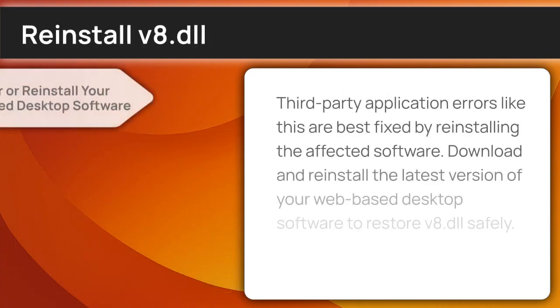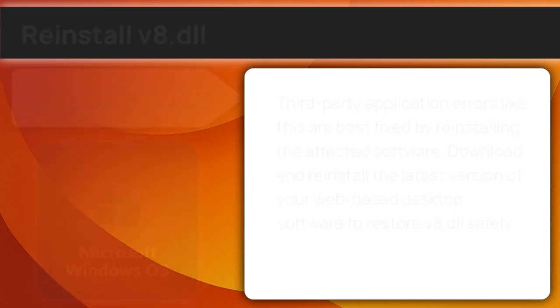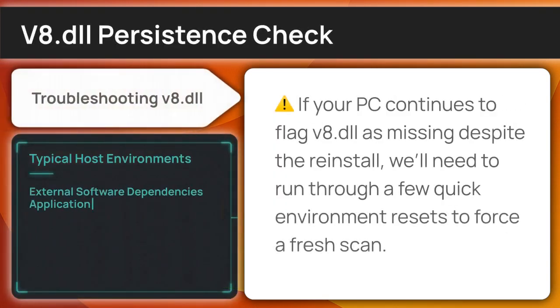Third-party application errors like this are best fixed by reinstalling the affected software. Download and reinstall the latest version of your web-based desktop software to restore the V8 Engine DLL safely. If that initial setup didn't clear the pop-up, let's examine the specific initialization sequence assigned to your applications directory.